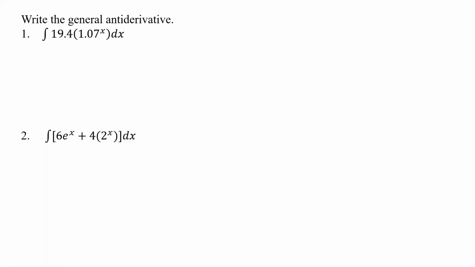All right, so now we're going to work on some problems. It says write the general antiderivative. So that's the one with just plus c. We have a constant times an exponential. So what we're going to get is that constant, 19.4, times, and remember, we're just going to have 1.07 to the x in the numerator, and on the denominator, the ln of 1.07. And then that's all plus c. Okay, and that's all it is.